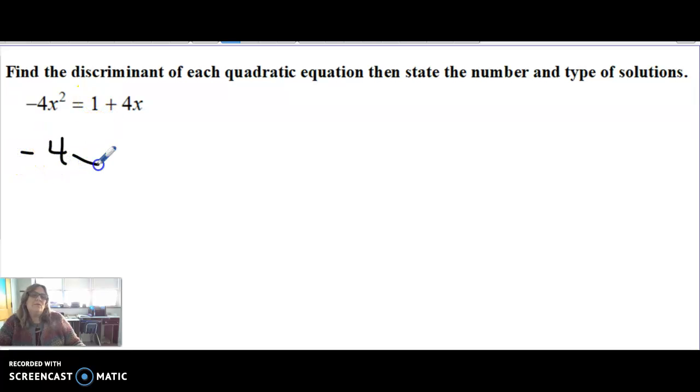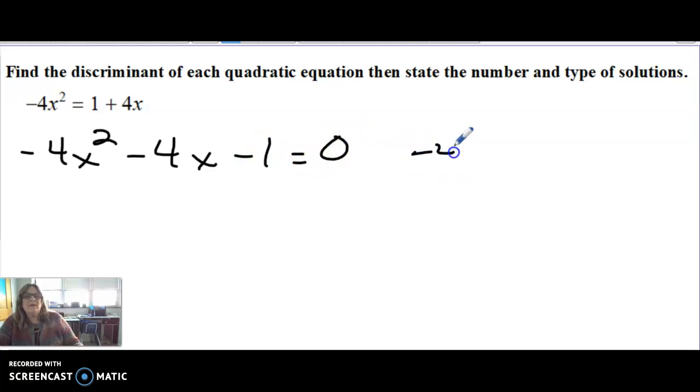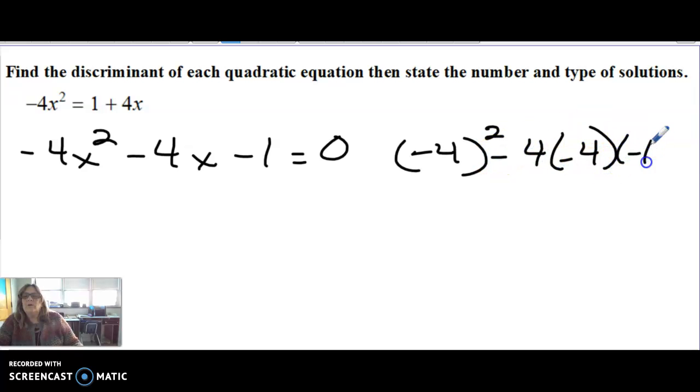And for this one, negative 4x squared, bring my 4x over by subtracting and subtracting 1. My B value is a negative 4. I'm going to square it. Minus 4 times a negative 4 times a negative 1. Plugging that all into my calculator, I end up with 0, and 0 again is one real solution.